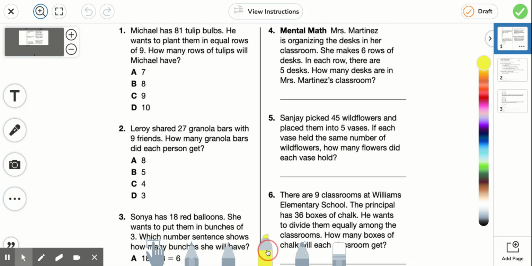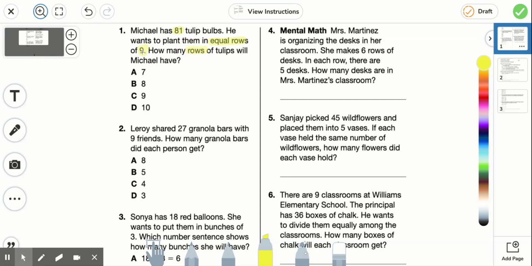Let's look at number 1. Michael has 81 tulip bulbs. Remember, I want to highlight my numbers and my key words that are going to help me solve this problem. He wants to plant them in equal rows of 9. How many rows of tulips will Michael have?